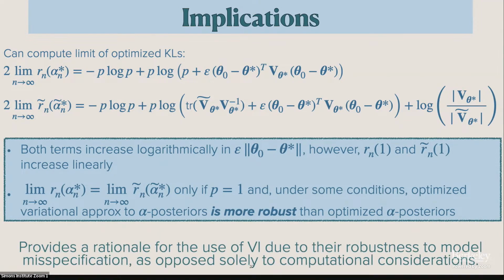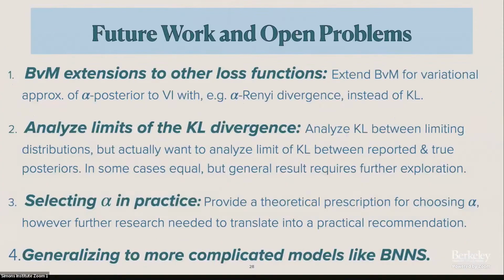So my sales pitch would be that this perhaps provides a rationale for using variational inference due to its robustness properties. On top of that, usually people use VI because it's computationally very nice, especially compared to MCMC. But we also get some nice robustness as well. So I'll end by saying a few open questions.